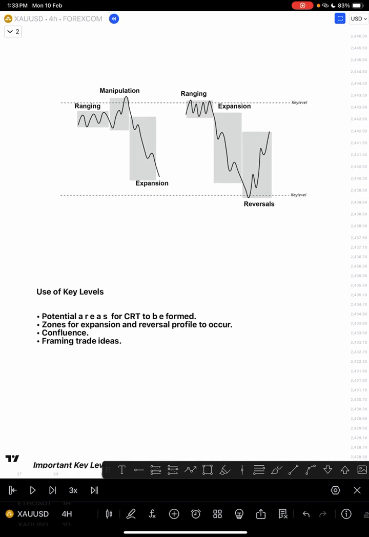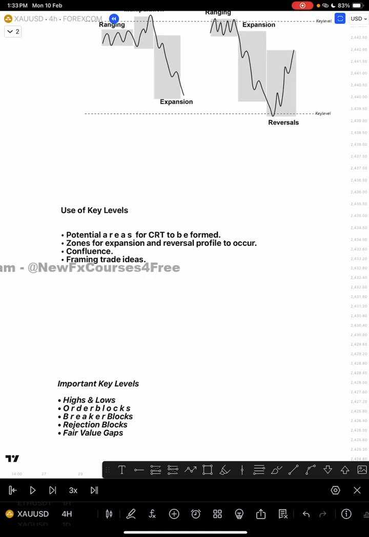So here, uses of key levels. Key levels are potential areas for CRT to be formed and can also be used to catch all high probability turtle soups as well. They are also zones for expansion and reversal opportunities, and they can be used as confluence and to frame your trade ideas.